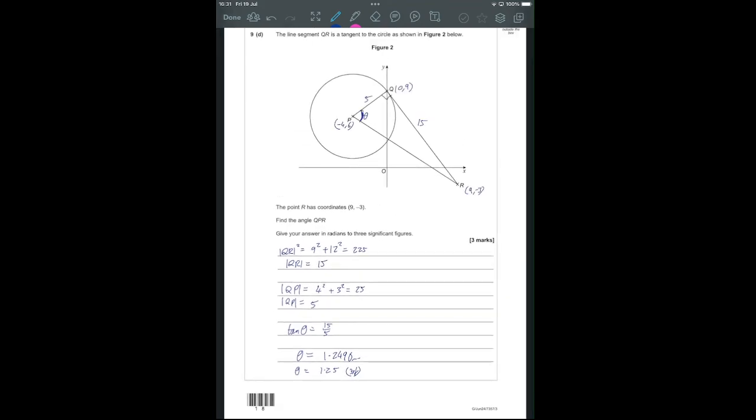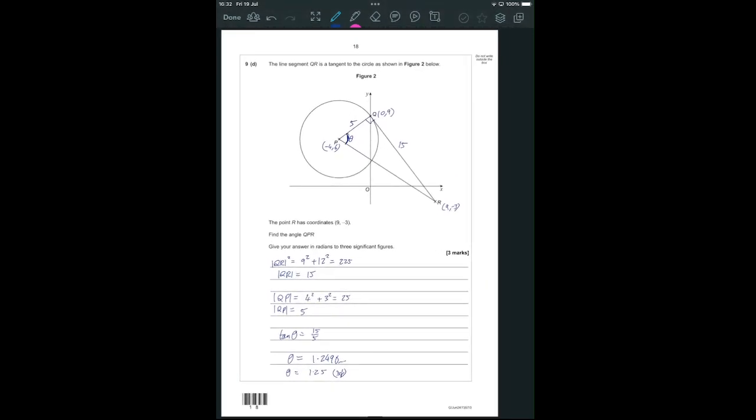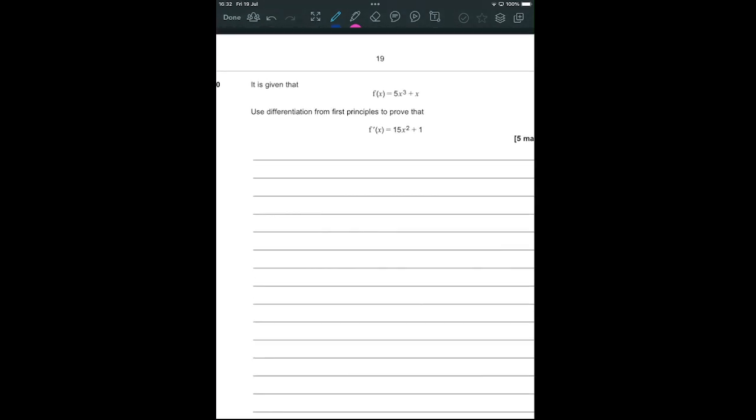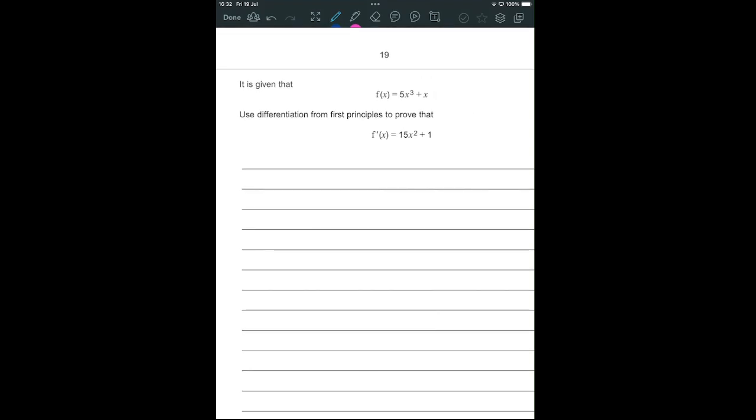Quite a sneaky question, going from a bit of circle geometry to a bit of circle theorems to just normal trigonometry and Pythagoras. Question 10. It's given that... use differentiation from first principles to prove that. So clearly that differentiation holds, but we want to do it from first principles. From first principles, the definition is as so. f dashed is the limit as h tends to 0 of that fraction.